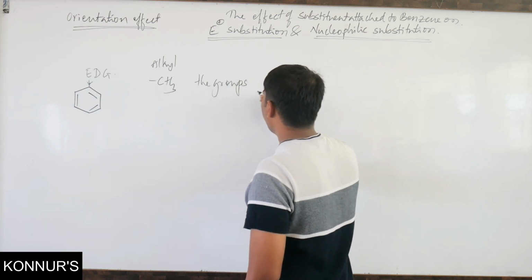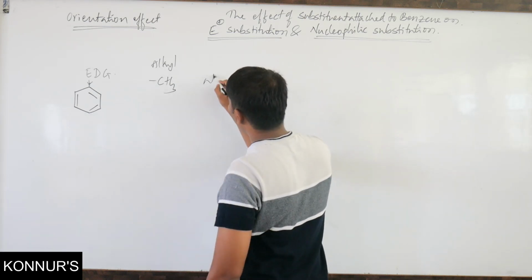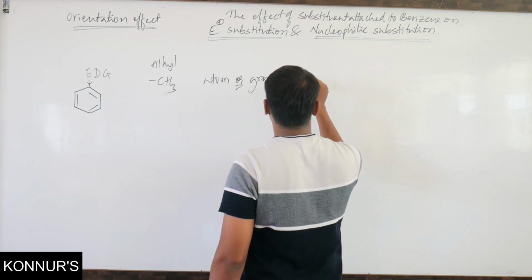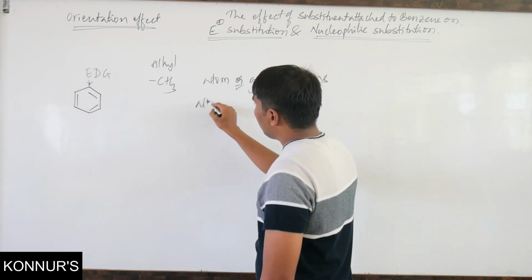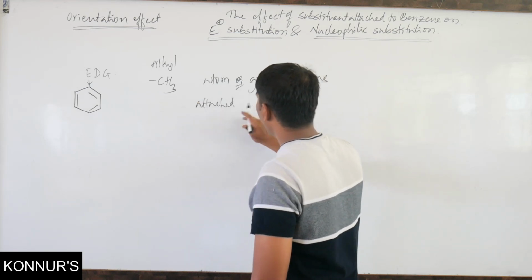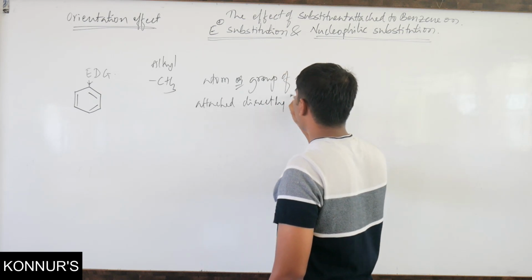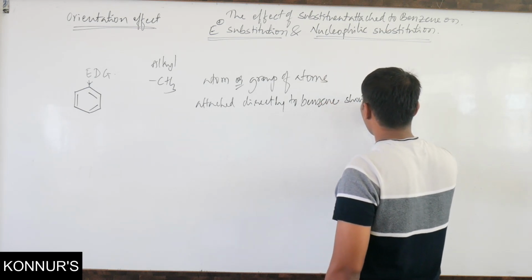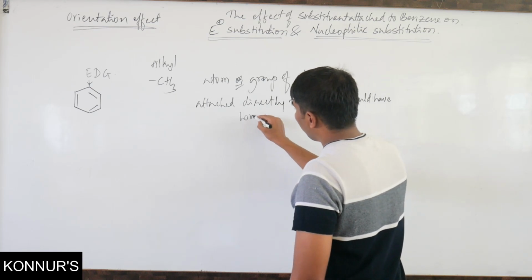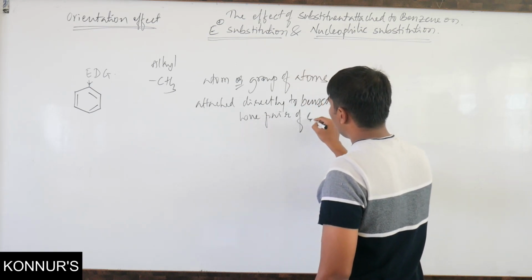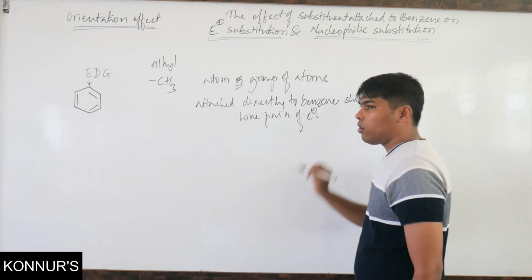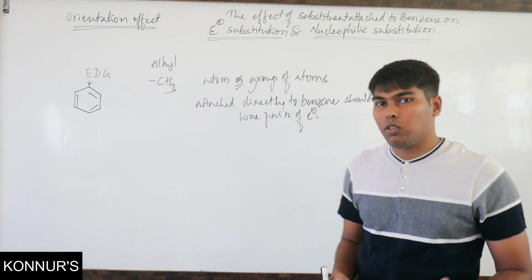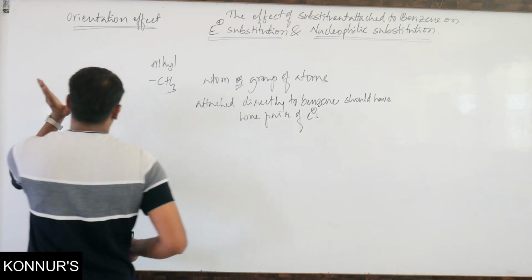The groups, or the atom or group of atoms attached directly to benzene, should have a lone pair of electrons. It may contain one lone pair, it may contain two lone pairs, it may contain three lone pairs of electrons. So that will be called an electron donating group.